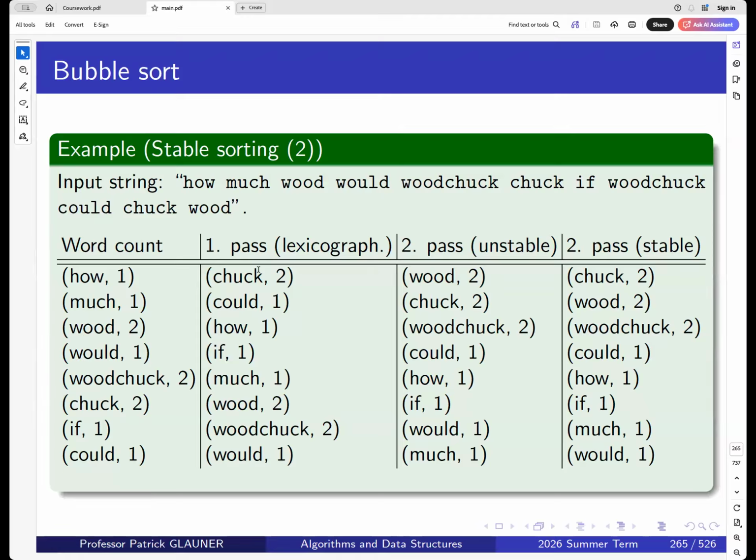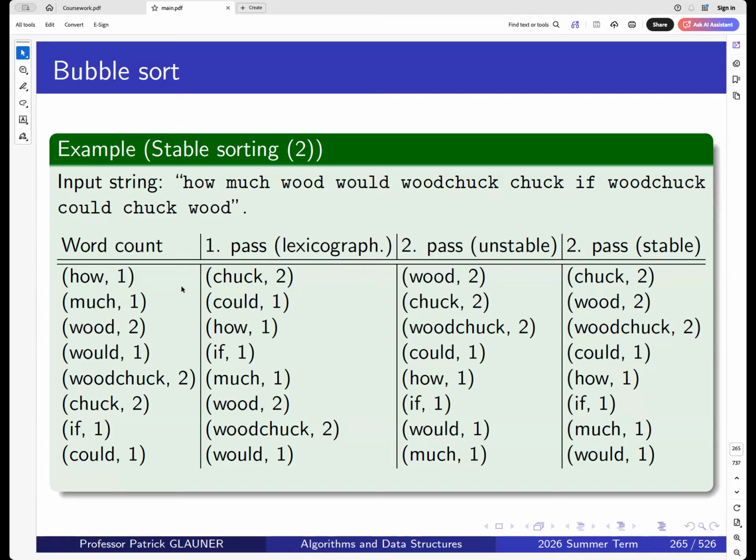And what I'm doing now is a first sorting based on the word, so a lexicographic sorting. These are tuples, and the tuples have two entries, a word and a count. And now I want to sort these tuples based on the word. So chuck comes first, then could, how, if, much, woodchuck, would. So we just sort this alphabetically. Technically speaking, we're doing a lexicographic sorting, but you can just say an alphabetic sorting here in this example.